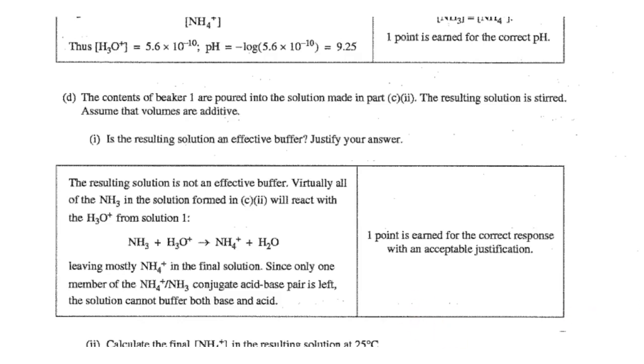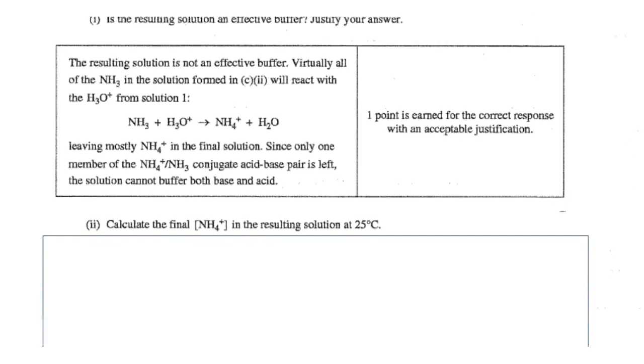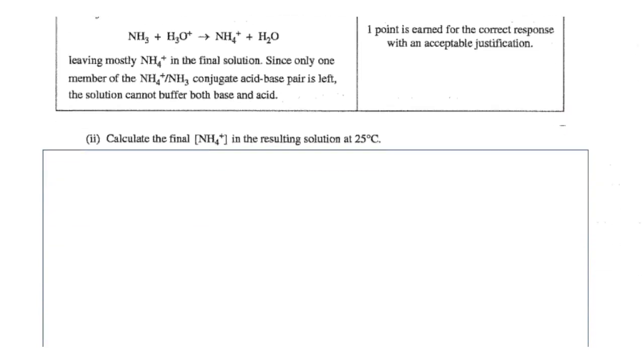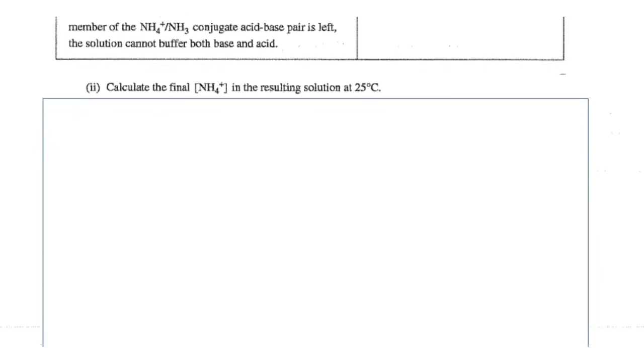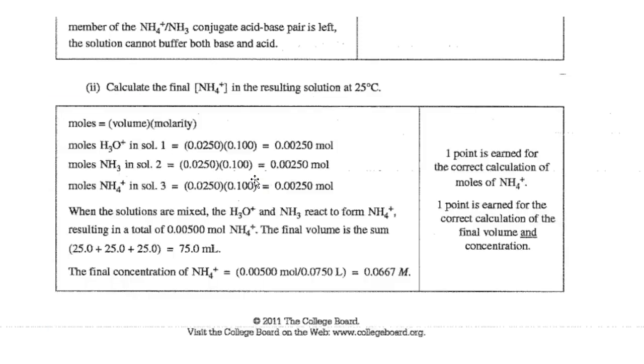Okay, so that's that question. And finally, they want the final ammonium ion concentration in that resulting solution, which has all three beakers mixed. Oh my God. Well, why don't we just figure out how many moles of each are present? We'll have some ammonia, we'll have some ammonium, and we'll have some other ammonium that was present in beaker 3, right? So that's what they'll do. They'll add up the total amount of ammonium, and then they'll divide it by the total liters of the solution.